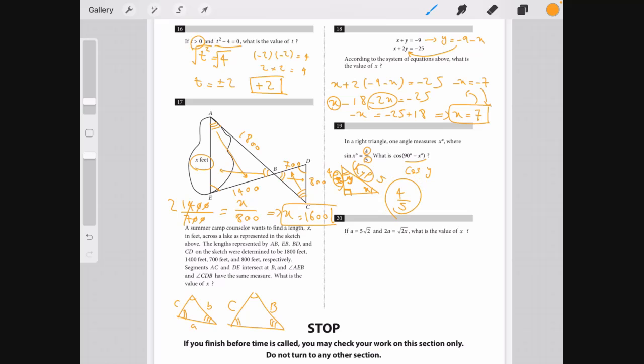20. If a equals 5 root 2 and 2a is root 2x, what is the value of x? Alright, so a is 5 root 2. So 2 times a is basically 2 times 5 root 2, which is equal to root 2x. So from here 10 root 2 will be equal to root 2x. So basically if this x comes out, it should be 10. So this x is 100.